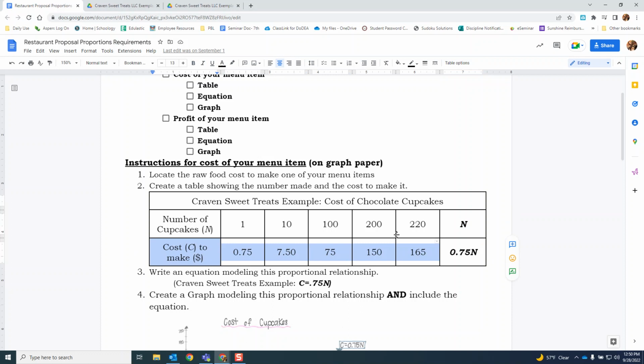Once you have created your table for your individual recipe, now you can write your equation modeling the proportional relationship. So for mine, the cost is equal to 0.75 times n. I was getting the cost by taking that unit rate of 75 cents and multiplying it by however many cupcakes I am making.